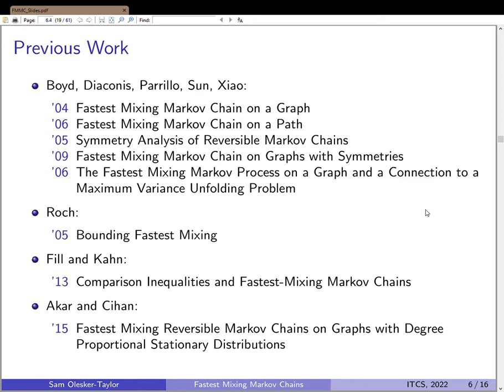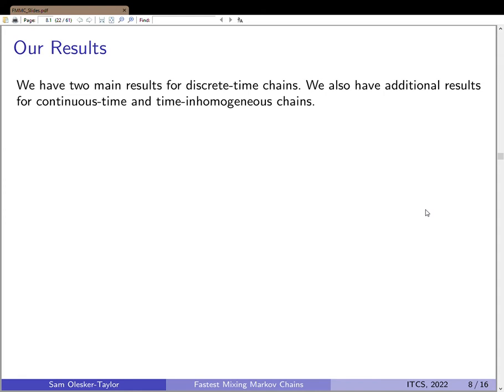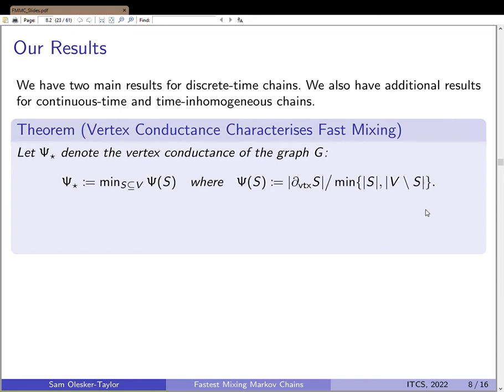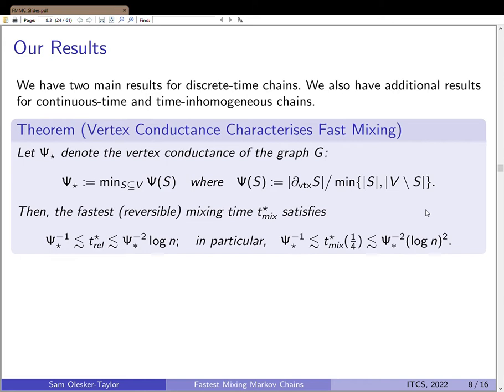Okay, our results. We have two main results, and they're for discrete time chains. We also have an additional result for continuous time chains, as well as one for time inhomogeneous chains, but I won't mention the latter two here, I'll just focus on the main two. Okay, so the first one is basically that vertex conductance characterizes fast mixing. Let C denote the vertex conductance of a graph, and then the fastest reversible mixing time satisfies this Cheeger type inequality. I've got the mixing time on the right, but this is a consequence of the relaxation time. So this is like Cheeger, but we have this extra log n factor.